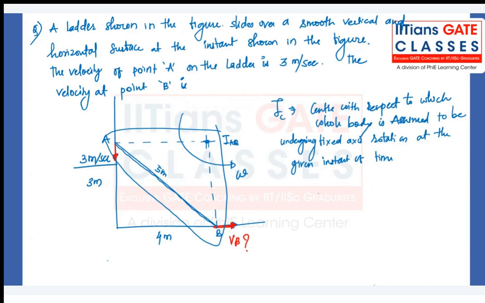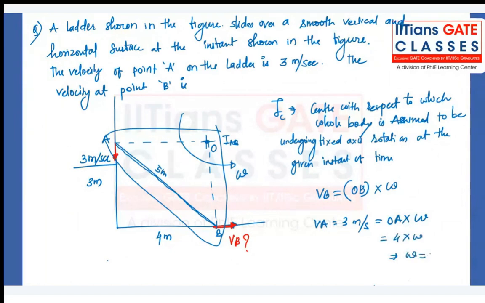So what is the velocity of point B? The velocity of point B is given by r omega. Let's call this point O. So it is the distance OB times omega, and that will be the velocity of point B. What is the velocity of point A? That is 3 meters per second, and that is equal to OA times omega. OA value is 4, so the omega value you will get is 3/4. If you put omega here, OB is 3, so 3 times 3/4 equals 9/4, which is 2.25. So 2.25 is the correct answer in this case.